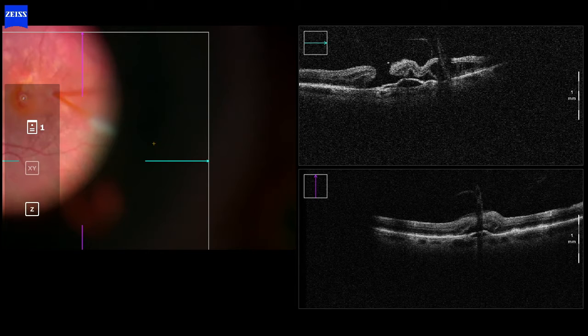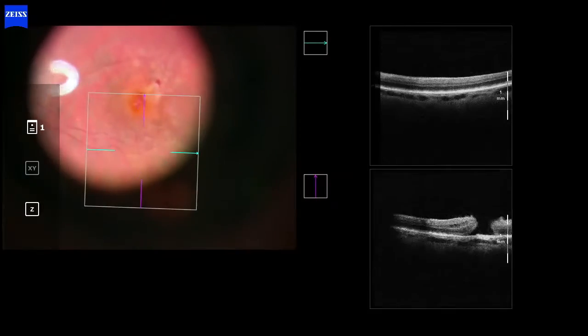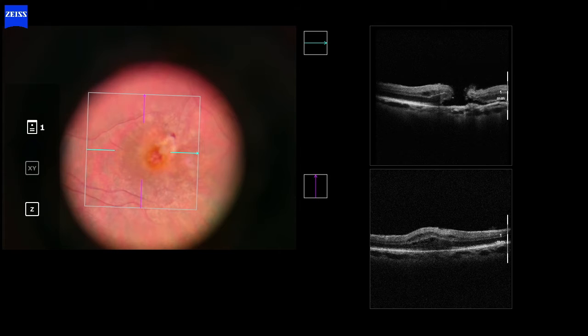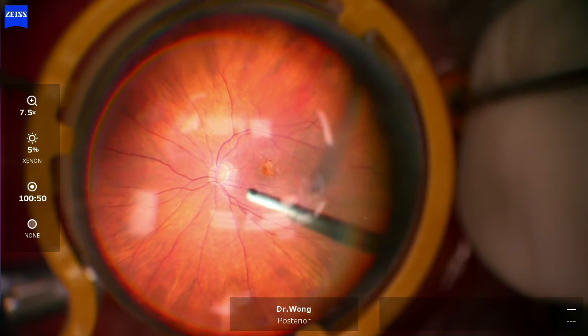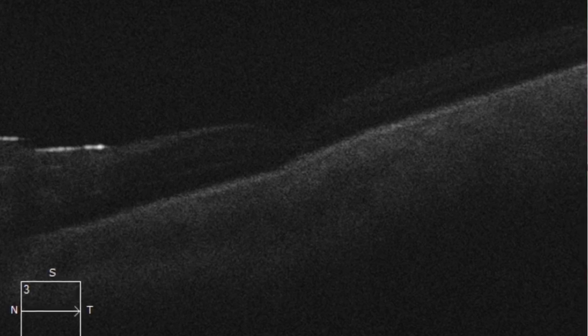After the flow of BSS is injected through the 38-gauge polytip cannula, we can see in the OCT that the temporal adhesions are free and the borders are mildly elevated. After this, we complete the surgery with a full air fluid exchange followed by C3F8 gas tamponade. The first week OCT under gas shows the macular hole is closed.